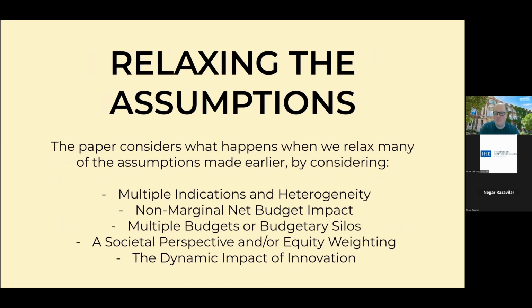What if there's non-marginal net budget impact? Well, in that case, the demand curve will slope down. The greater the quantity supplied, the greater the budget impact, you would expect the demand curve to fall. And that would be reflected in a lower upper limit on a fair price. What if there are multiple budgets or budgetary silos? Well, then in theory, you could have a different K for each budget, and that's going to have implications. What if there's a societal perspective or equity weighting? Well, again, that's going to make some medicines relatively more valuable, right? If they provide societal benefits, or there are populations that benefit that are subject to equity weighting, but it's also going to impact our consideration of opportunity cost. You now need a societal opportunity cost. You need to equity weight the opportunity cost. So there will be some medicines that appear less cost effective. But this framework will still apply. You just have a different objective in that case. And also the dynamic impacts of innovation.